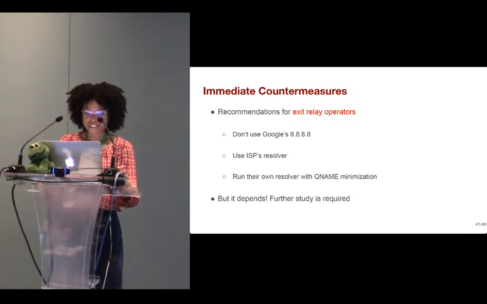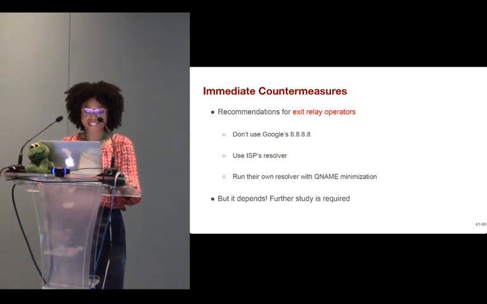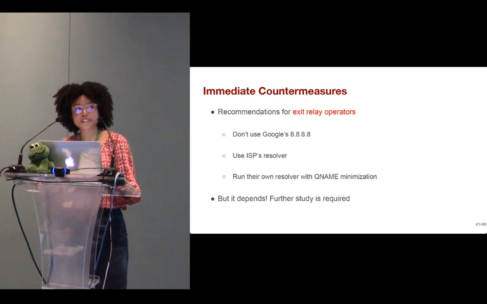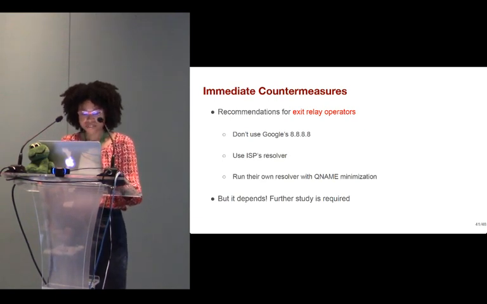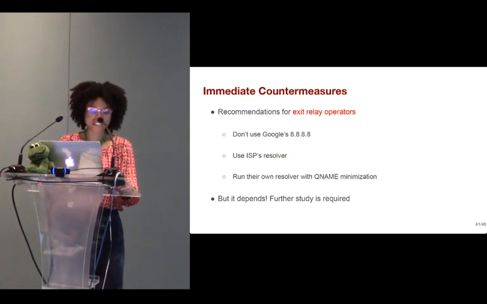Furthermore, exit relays that are set up to do their own resolution can be further configured to minimize DNS information leakage by enabling query name minimization. So with QName minimization, DNS servers higher up in the hierarchy only receive the information they need to know to reply to the request and not the fully qualified domain name.